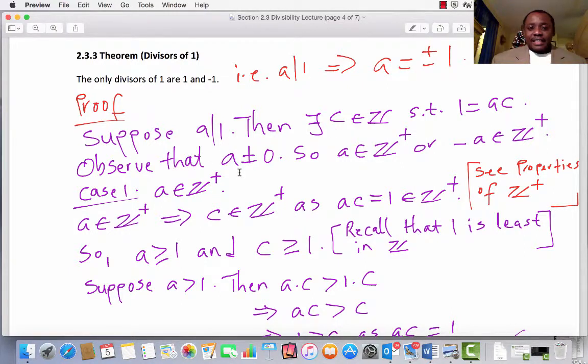Observe that a cannot be 0. If a is 0, then if I multiply a times c, I cannot get 1. So a cannot be 0. That means a has only two options. a can be in Z plus or negative a can be in Z plus.